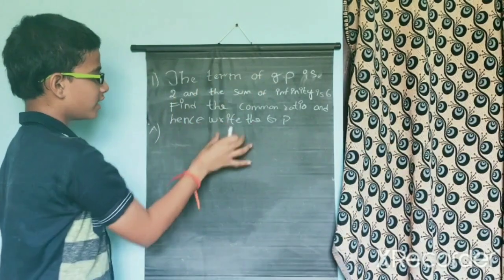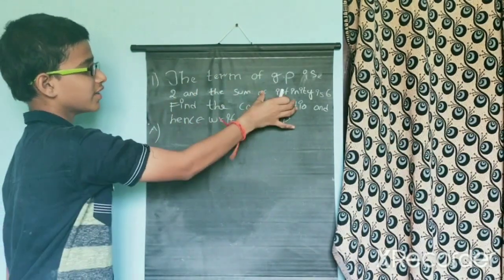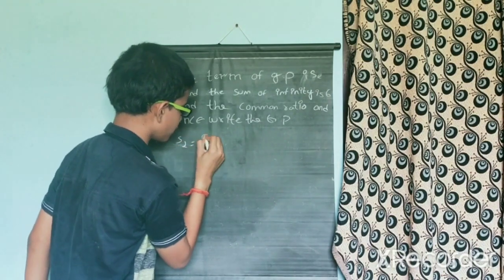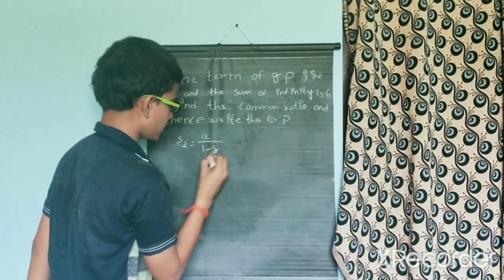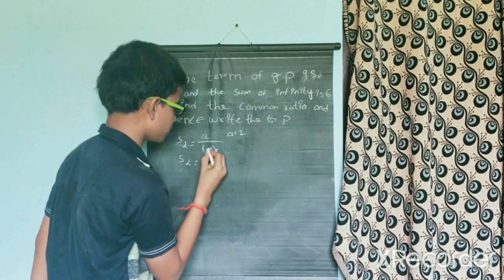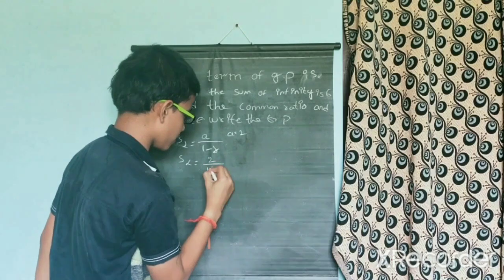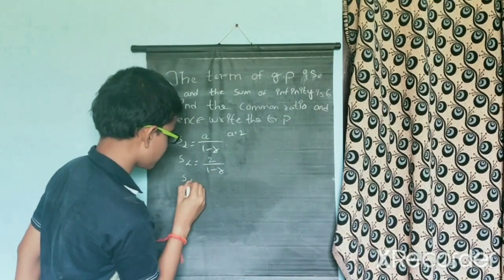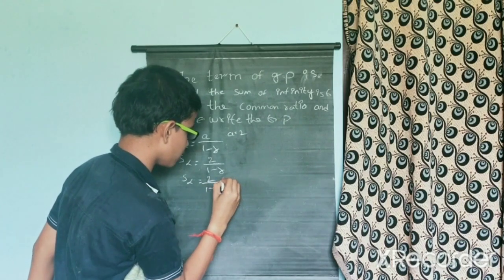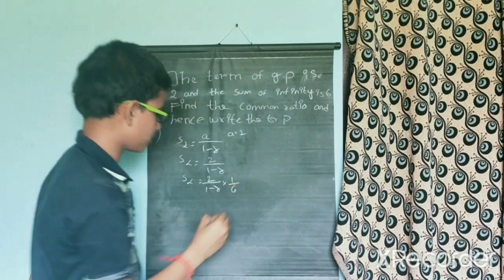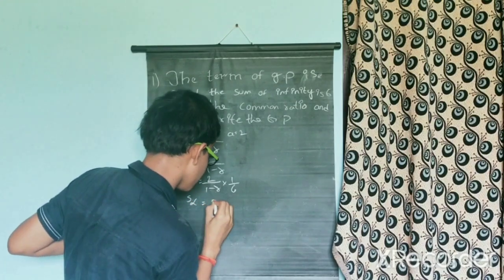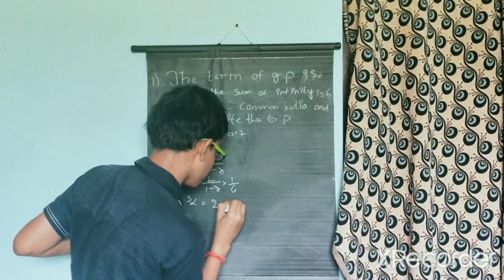Here we want to find the infinite sum. The infinity formula we know: S infinity equals a by 1 minus r. Here a equals 2, so S infinity equals 2 by 1 minus r, and this equals 1 by 6.